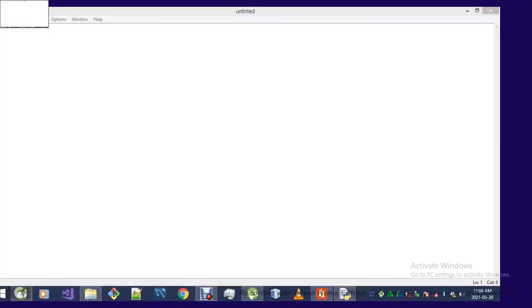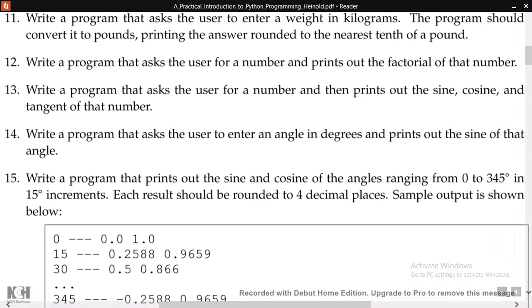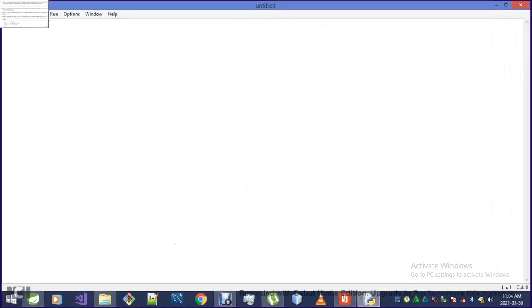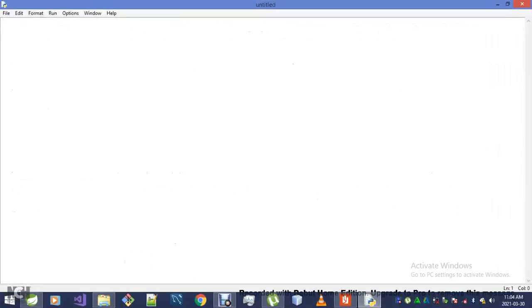Hello everyone, again we're still doing exercise 13. We've got to print out the sine, the cosine, and the tangent of the given number. Okay, so here's the code.